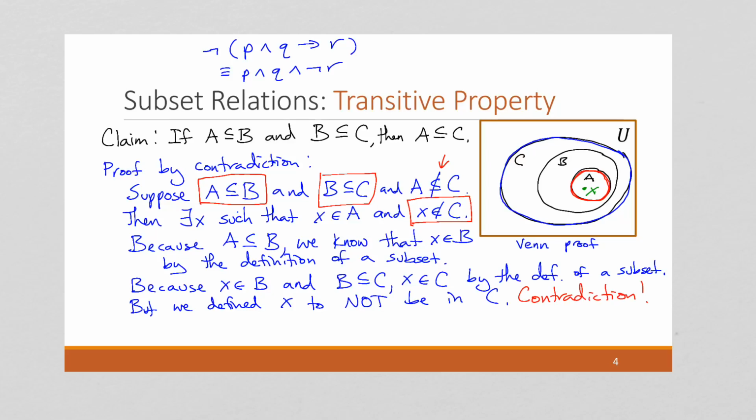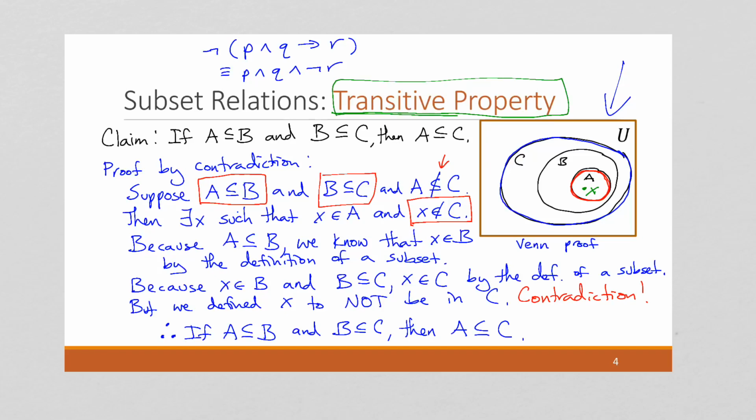So therefore, if A is a subset of B and B is a subset of C, then we can conclude that A is a subset of C. And again, I think this illustration really shows this. We're going to see more later this semester about the transitive property. The transitive property shows up in a couple of different places. And it's usually this idea of passing a relationship along.